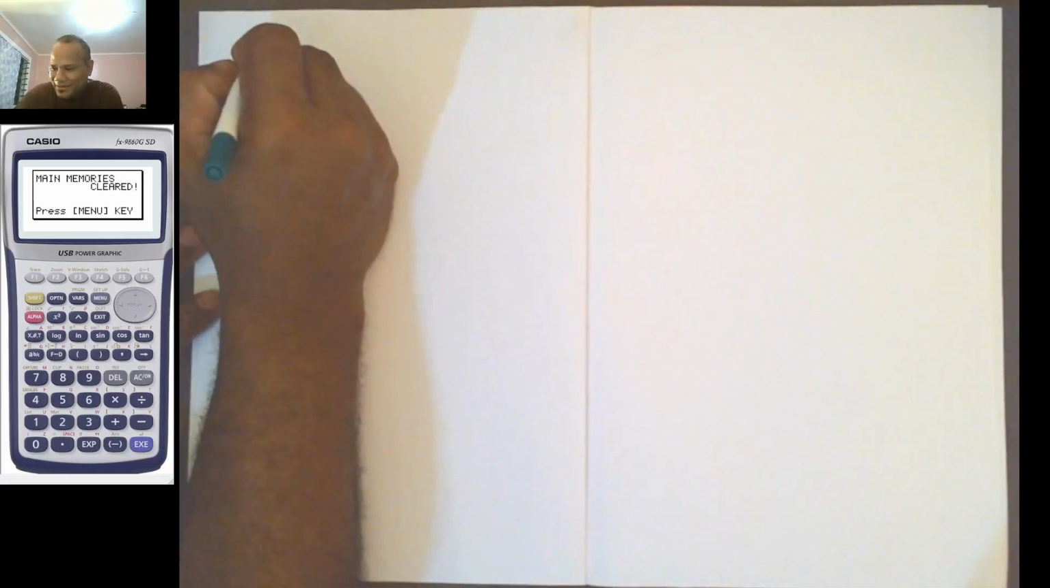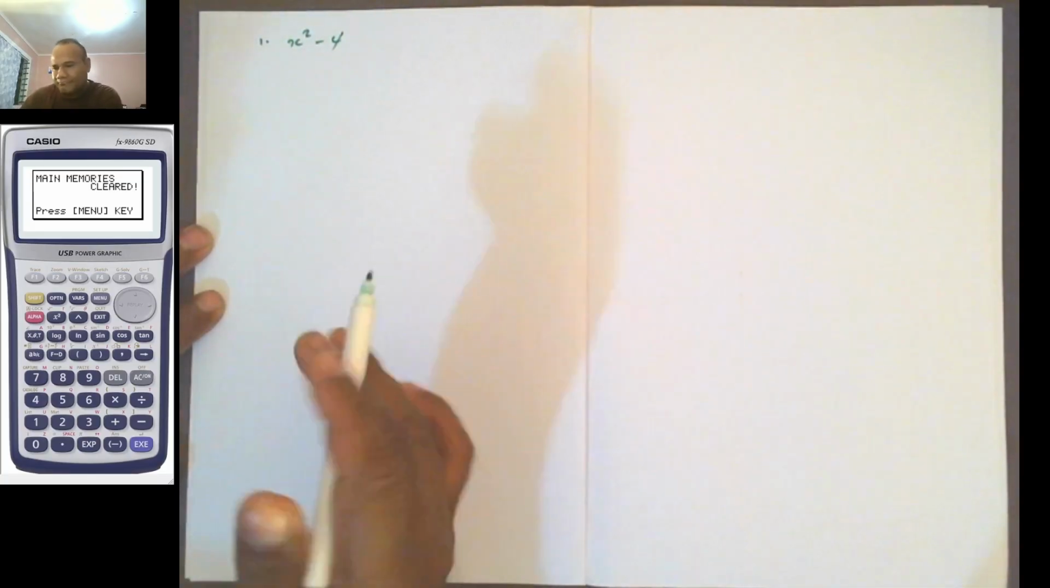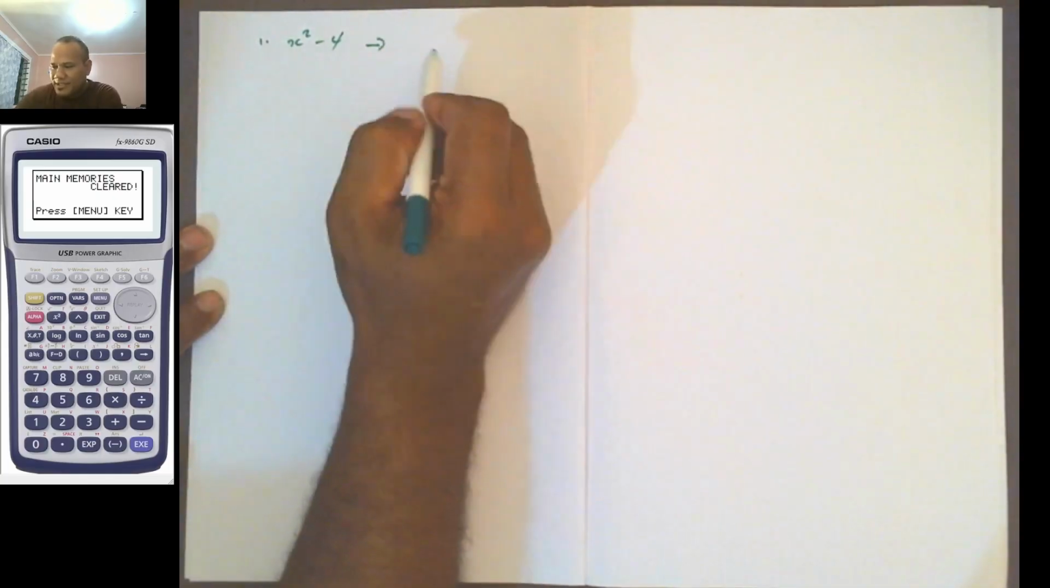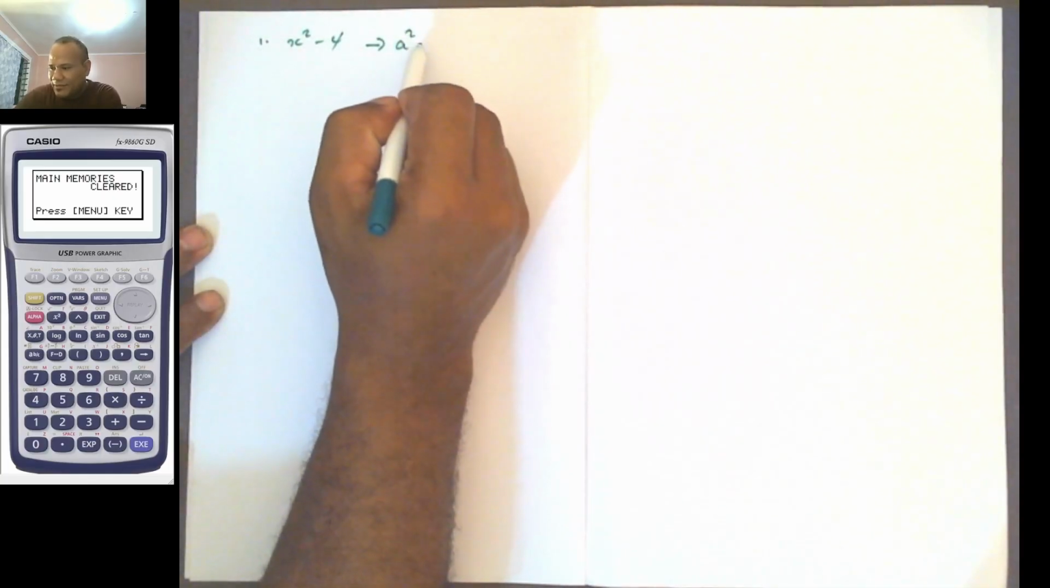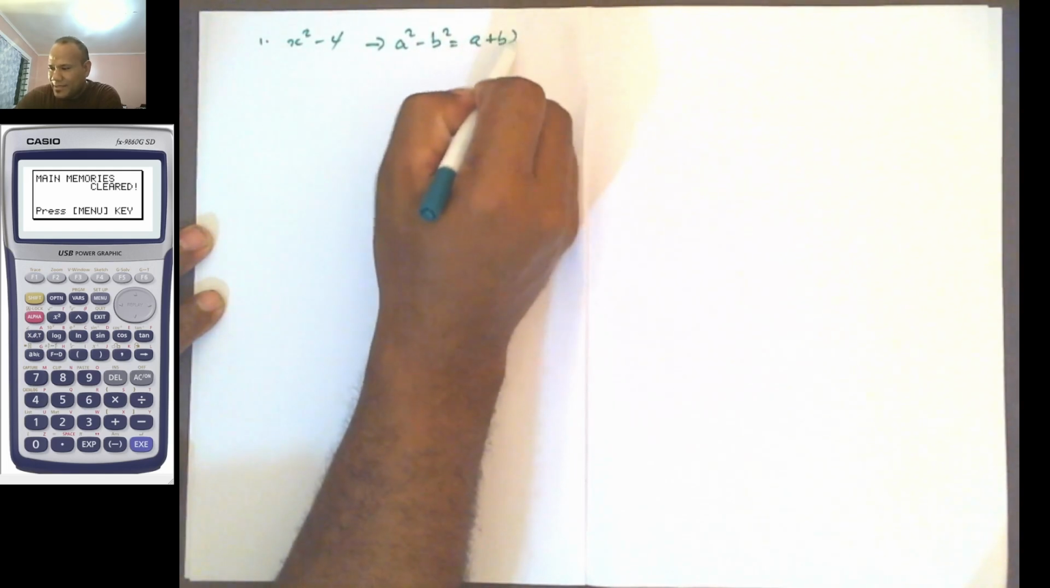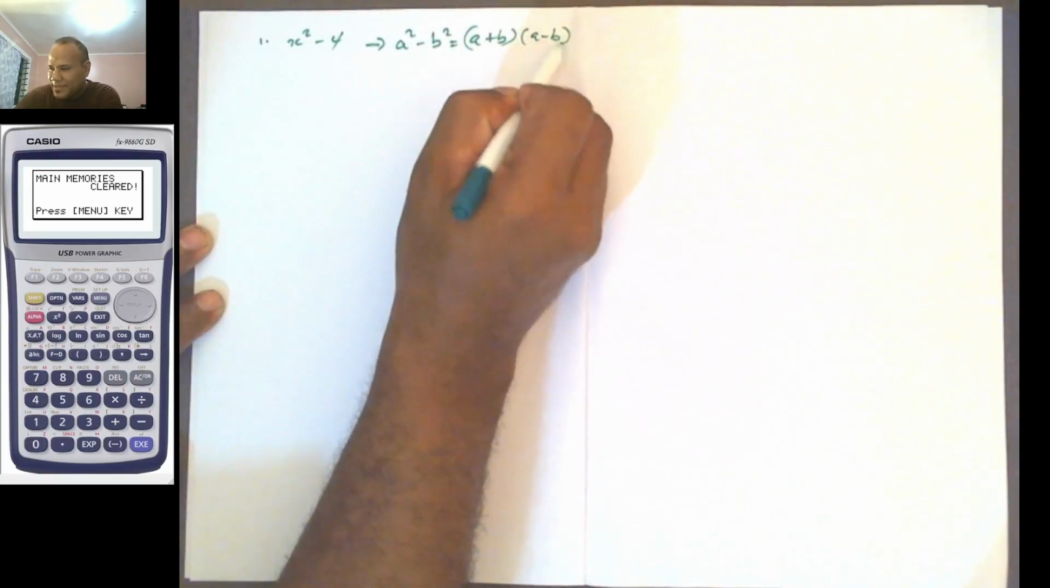Now, there are four different types of factorizing quadratic equations. One is factorizing using difference of two squares. An example of factorizing using difference of two squares is x squared minus 4. That generally obeys the general formula of a squared minus b squared is equal to a plus b into a minus b.